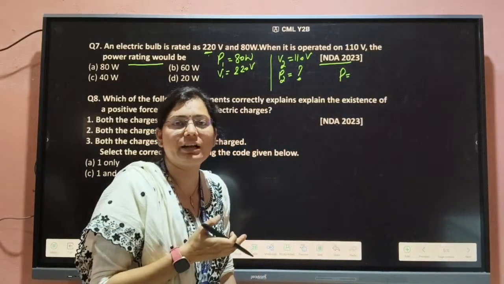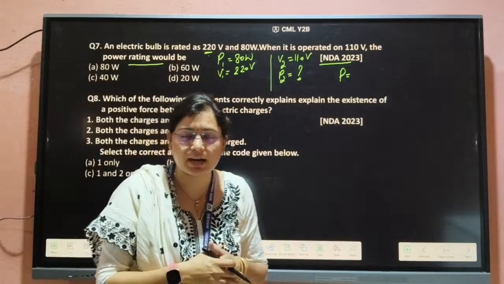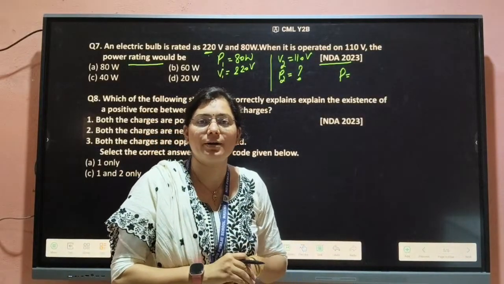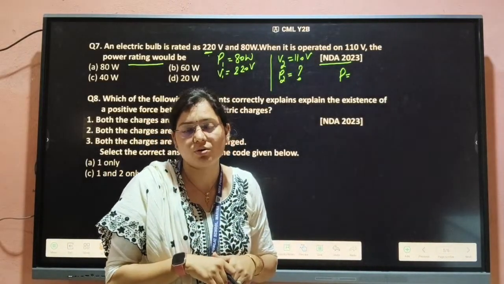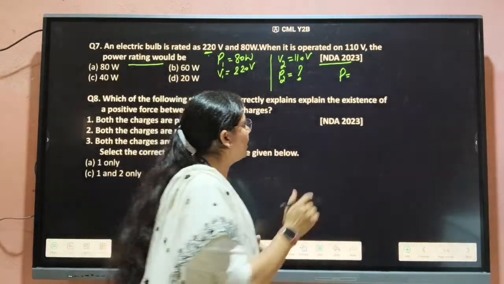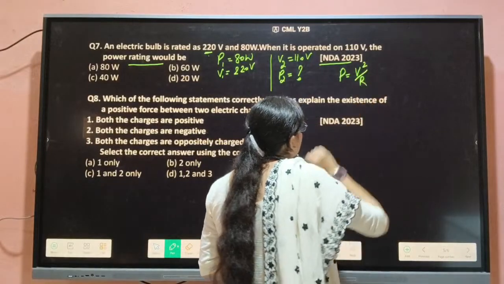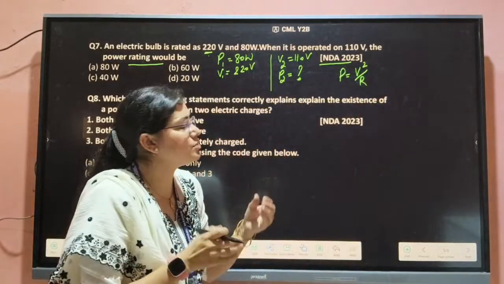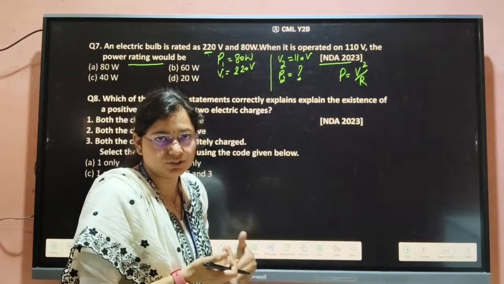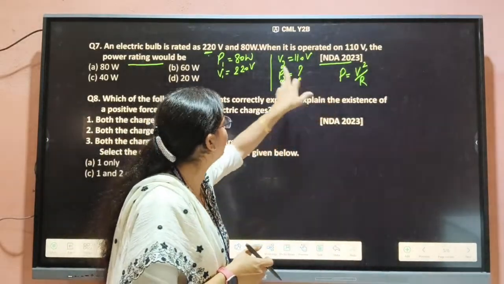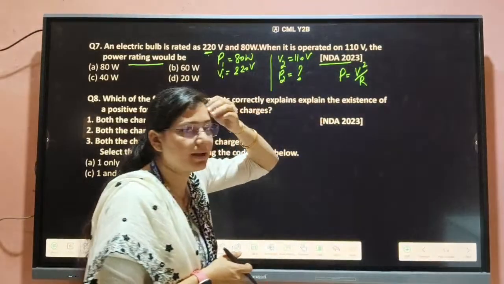So here first we should know their power and voltage relation. There are three different relations for the power: P equal to I square R, P equal to V square by R, and P equal to VI. So here we will use P equal to V square by R, because voltage is given and the resistance of the bulb remains unchanged. So we have to find it out using P equal to V square by R.